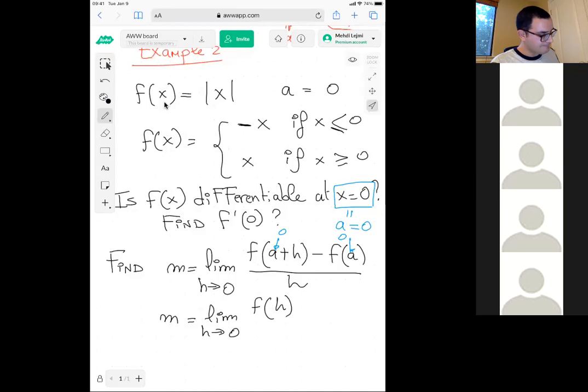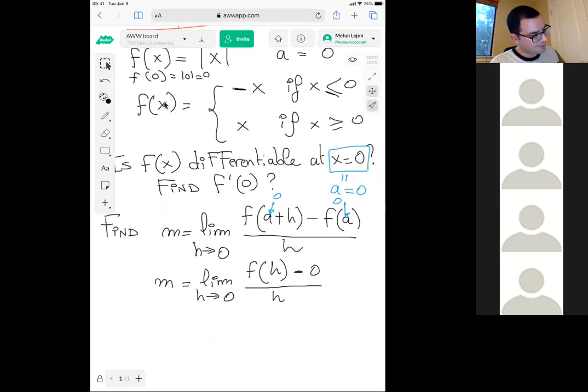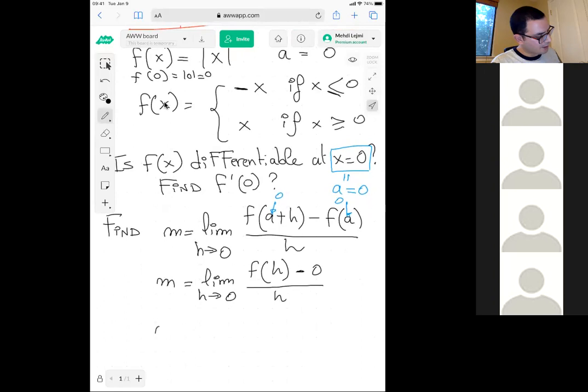Minus f of 0. So what's f of 0? What's the absolute value of 0? f of 0 is just the absolute value of 0, which is just 0. So minus 0 here, over h. So my m is just the limit as h goes to 0 of f of h over h, okay?